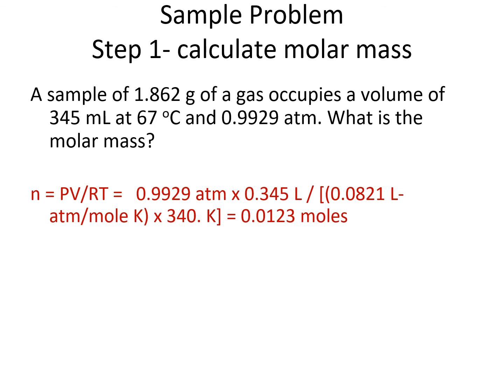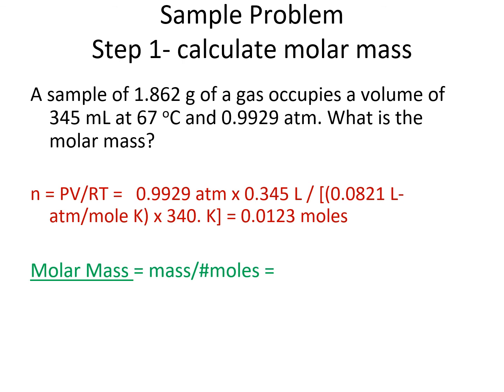So we've rearranged our ideal gas equation, and we can put the pressure in there times the volume. Note that the volume is now in liters. Then we have our ideal gas constant, and then we can multiply by the temperature. Remember, the temperature needs to be in Kelvin. And then just solving that problem, we end up with 0.0123 moles. So that's how many moles of gas we have in our flask.